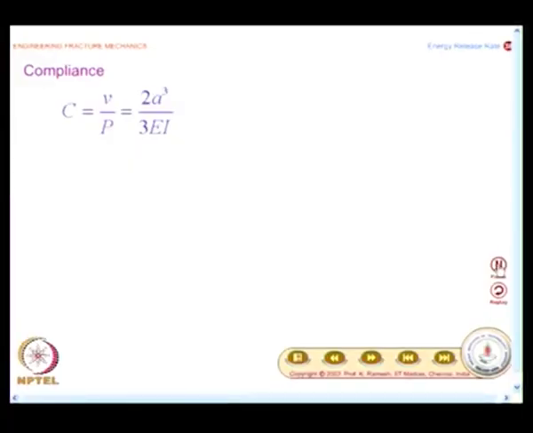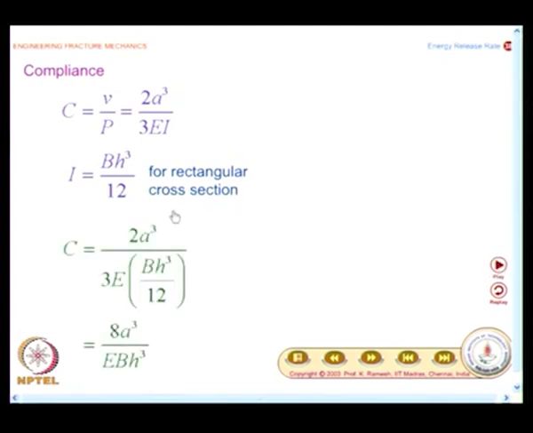Currently, we will just go and look at what is the energy release rate for this problem. And what you will have to keep in mind is the moment of inertia is B h cube by 12, and from the expression for V, it is easy for you to write the compliance C as 2 a cube by 3 E I. And now replace I in terms of B h cube by 12, you finally get the compliance as 8 a cube divided by E B h cube.